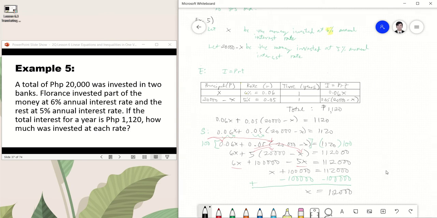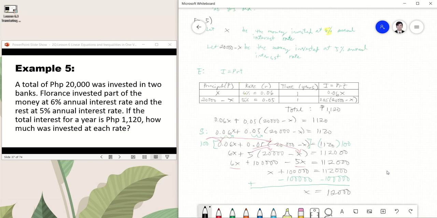Okay, so there you go. So, sa may 6% na annual interest rate, 12,000 yung na-invest natin. And then, para mahanap natin kung magkano yung na-invest natin sa 5% annual interest rate na investment natin, we just have to substitute. X is equal to 12,000 to the second representation. So, 20,000 minus X, 20,000 minus 12,000 is 8,000.